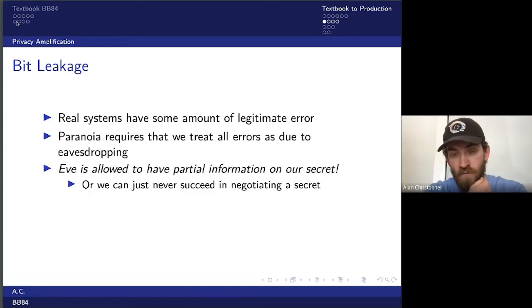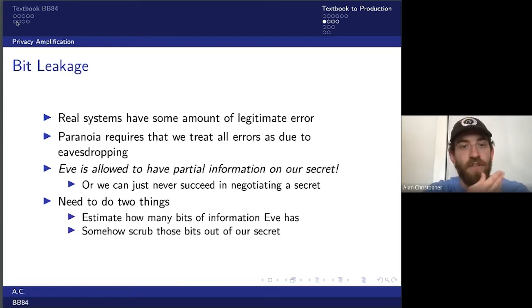One of our steps, I believe our last step in our textbook BB84, was look at how high the error rate is. And if it's too high, restart, abort. In a system with real error, that gives us 2 choices. We can either set the acceptable error rate at 0, in which case we will never actually succeed in negotiating a secret, or we can set it greater than 0, which per our paranoia argument implies that we're allowing Eve potentially to have partial information on our secret, which is not okay. We're aiming for unconditional perfect security here. That's not going to cut it.